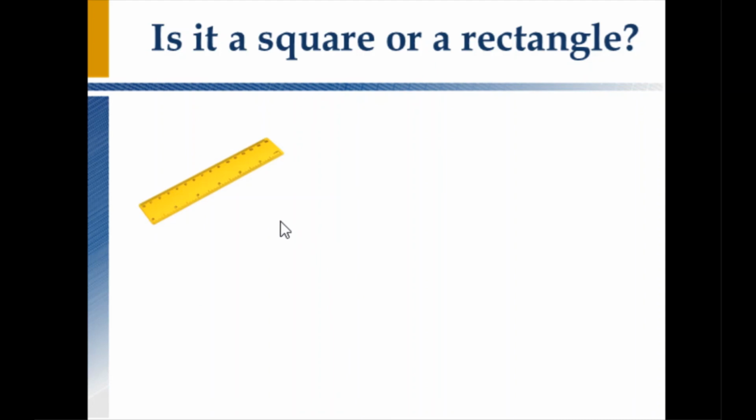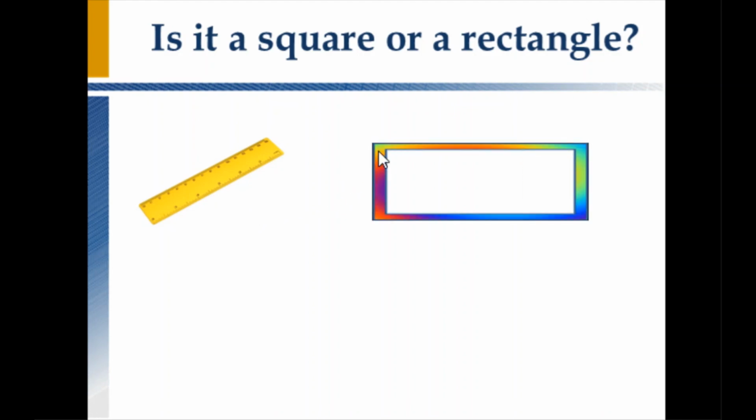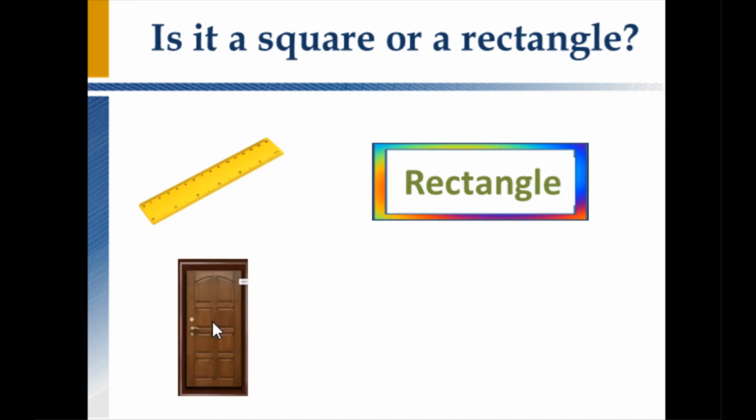Is this ruler a square or a rectangle? Very good. It is a rectangle. Why is it a rectangle? Because it has two short sides and two long sides. Very good.